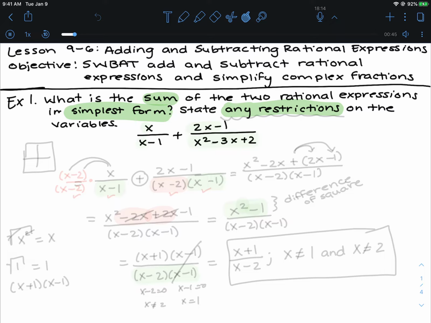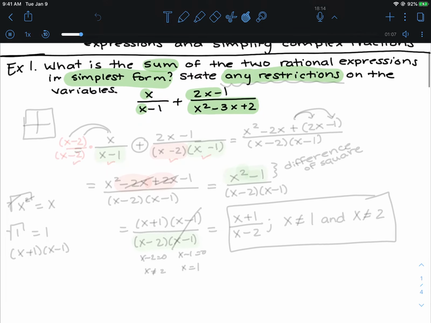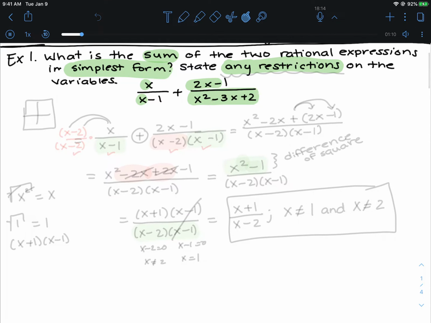Okay, so we want to add these two. It's going to be very similar to the other one. I need to make sure that I have the same denominator, so I have to factor this out. The only thing that I have to factor is this denominator right here, because this x is already simplified, this one is already simplified, and this is already simplified. So I'm going to factor that denominator, meaning you guys should do the box method or tic-tac-toe. Now I'm just going to try to do this in my head.